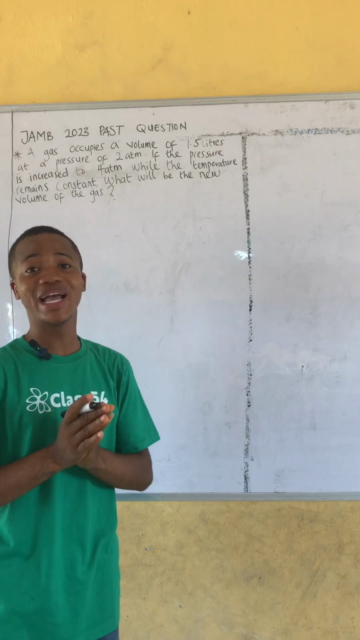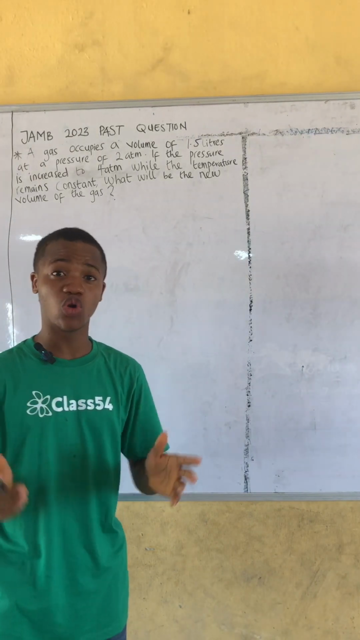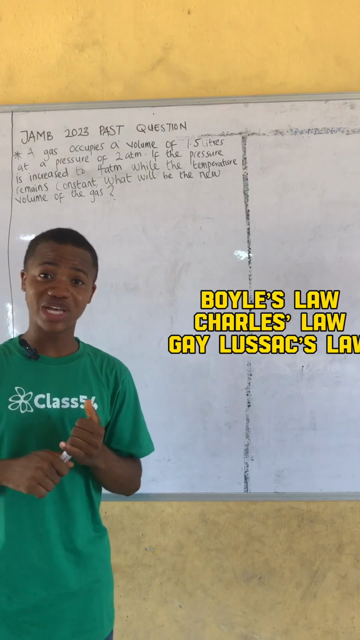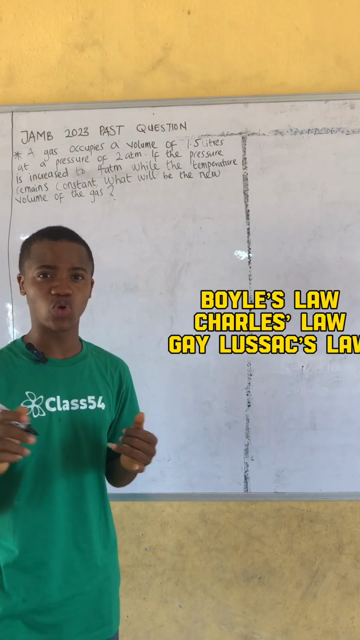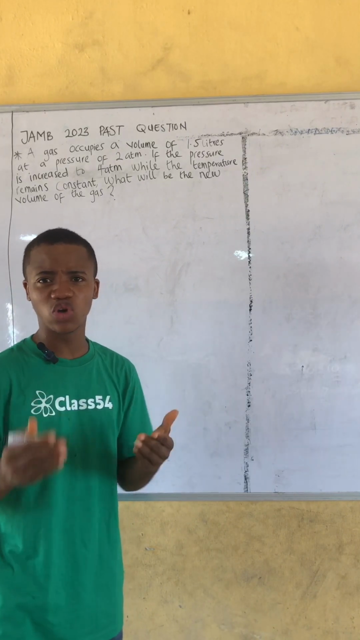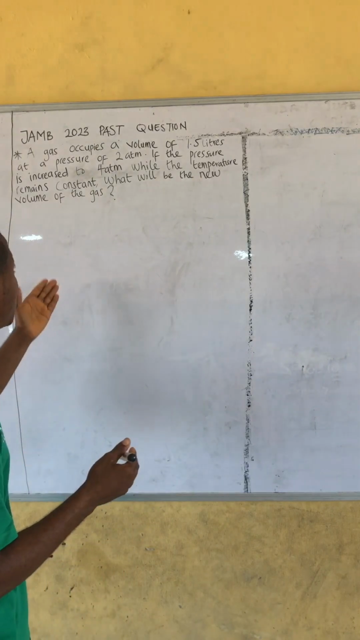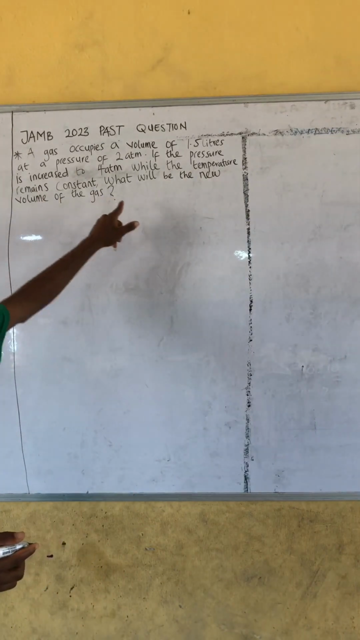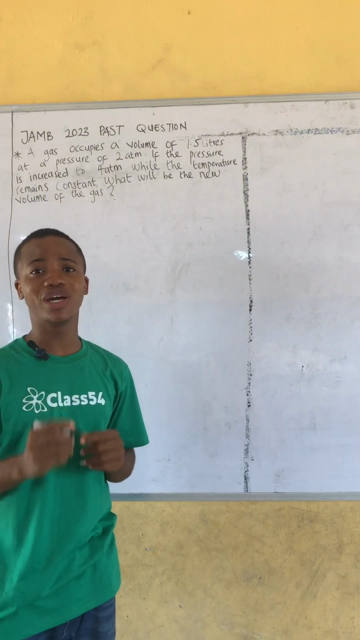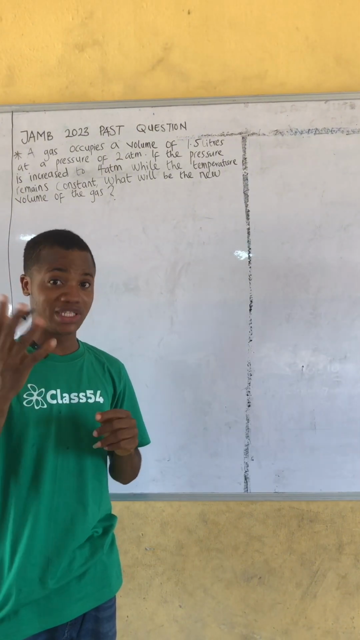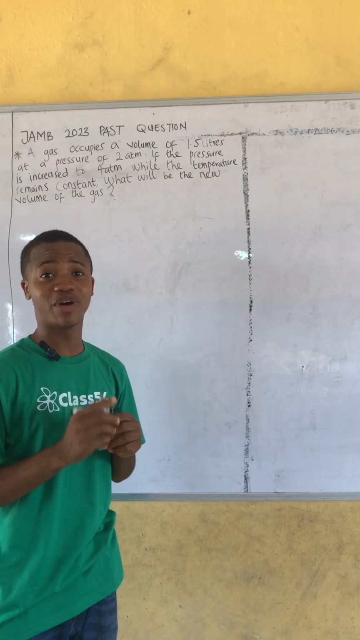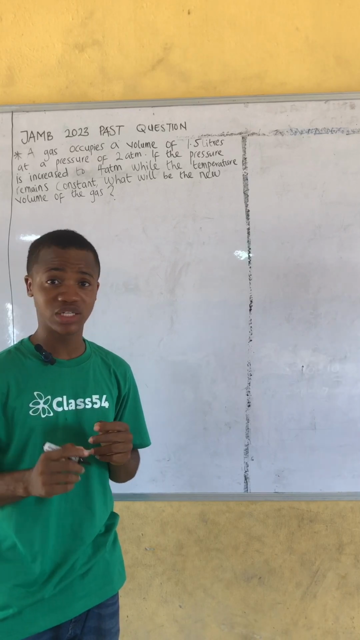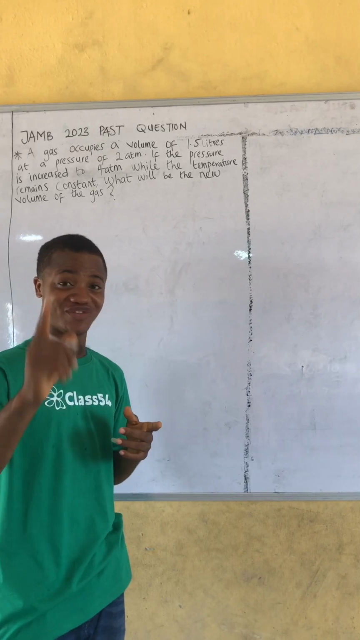So we'll need to apply a law. You know of the gas laws, we have Boyle's law, we have Gay-Lussac's law, and we even have Charles's law. So now, to know which of the laws to use, you need to check the question. In the question, it says the temperature remains constant. So if you study very well, you will know that Boyle's law is to be used in this place. Boyle's law talks about the volume of a gas and the pressure of a gas. It talks about the relationship.